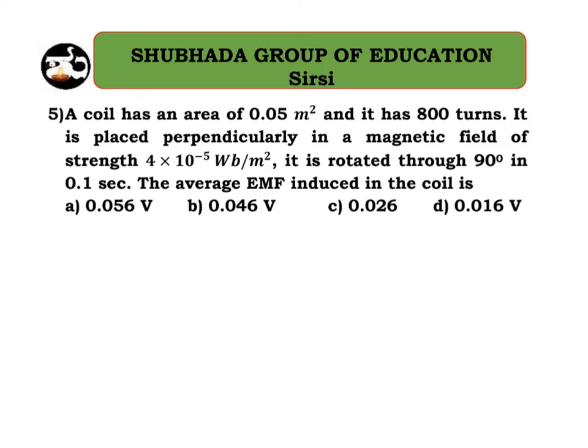So for this, I clearly told you in the synopsis, induced EMF equal to NBA omega. Okay, so this is the simple formula you can use here. The coil has the EMF and it has the N turns here. The question is to find out the value of the average EMF induced. Average EMF induced, correct? So that's the reason why the question is to find average EMF E.